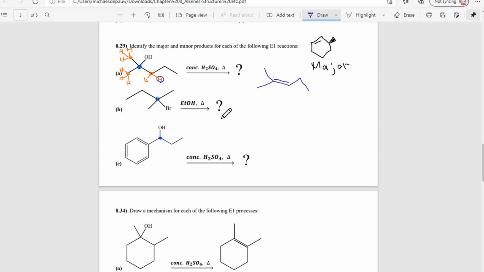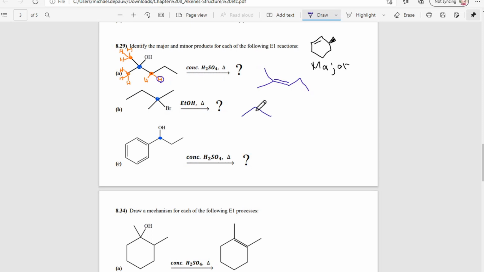So that is important because you're going to actually have to distinguish between whether it's an SN1 or an E1 product that's going to be the major product. And the key difference between the two is if you want the E1 to be the major product, you add heat. Otherwise, you'll get SN1.